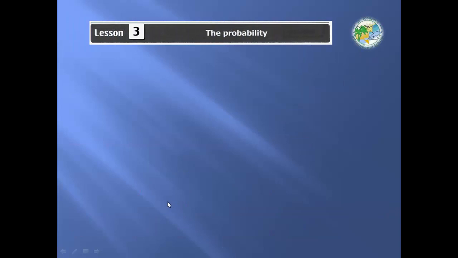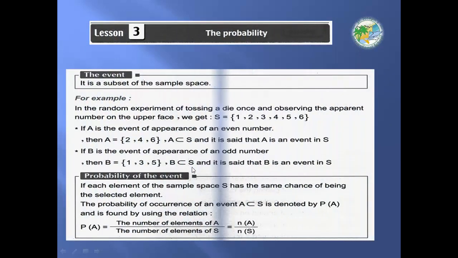Now lesson 3, the probability. What is the event? The event is a subset of the sample space. For example, in the random experiment of tossing a die once and observing the upper face number, we get S equals 1, 2, 3, 4, 5, 6.